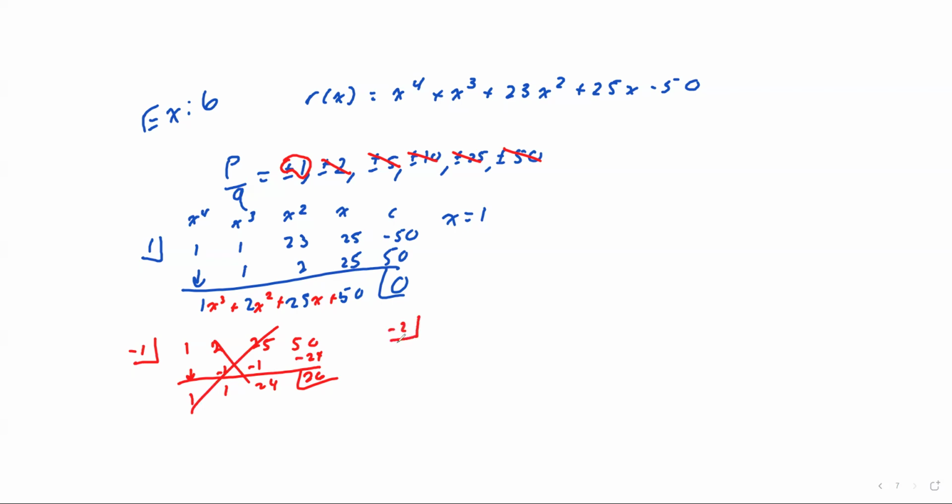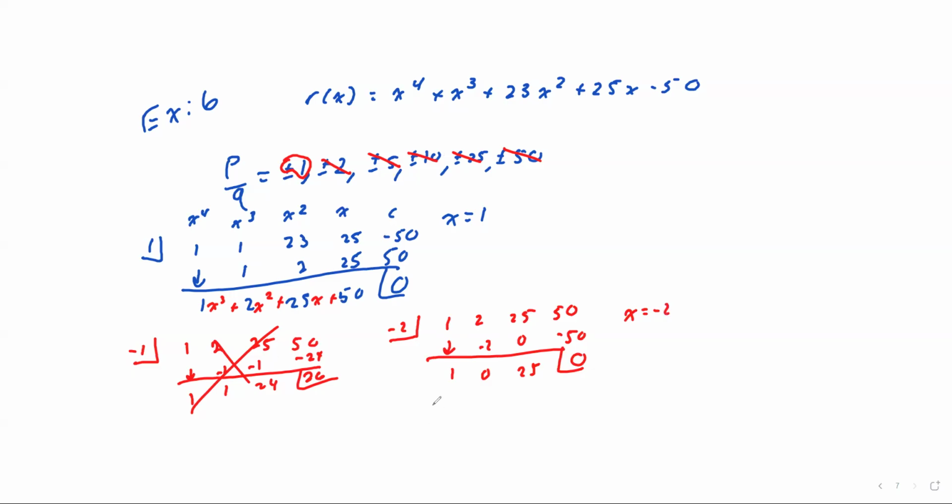Let's try -2. If all those end up being, I'll have to go backwards, but kind of strange. So 1, 2, 25, 50, -2, 0, 0, 25, -50. Hey, look at that. And I get 0. So x equals -2 is an answer. So good. That part can't lie to me.